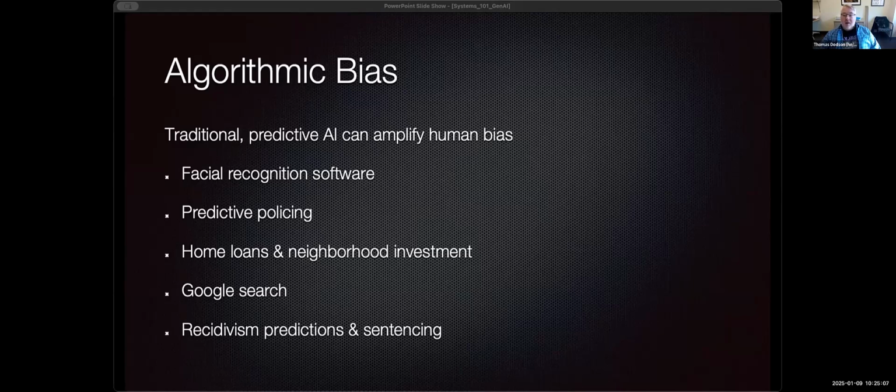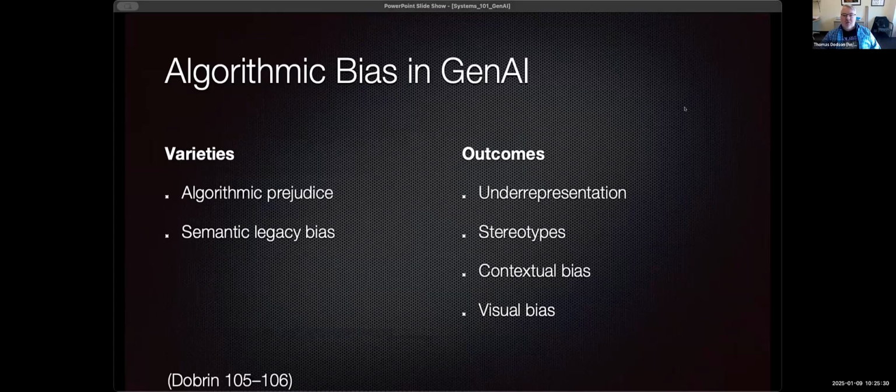Google's search algorithm has long contributed to the pornification and commodification of Black women online. And risk assessment algorithms used in the criminal justice system collect data that actually turn out to be proxies for marginalized identities, and then the algorithms unjustly assign some individuals higher risk based on identity categories. So, how this gets expressed in generative AI, there are two main varieties of algorithmic bias, and one's called algorithmic prejudice, and the other is semantic legacy bias.